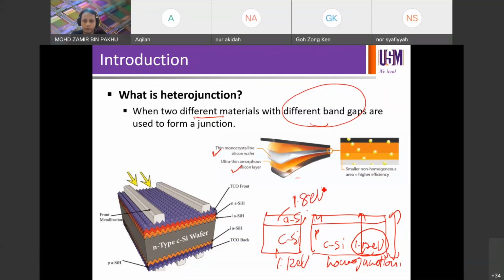So now we are combining 1.1 with 1.8, right? 1.8 and 1.12. So therefore, it is a heterojunction, just like what we see in this device. So this is a device, actually a solar cell. For example, a solar cell mass manufactured by Panasonic.